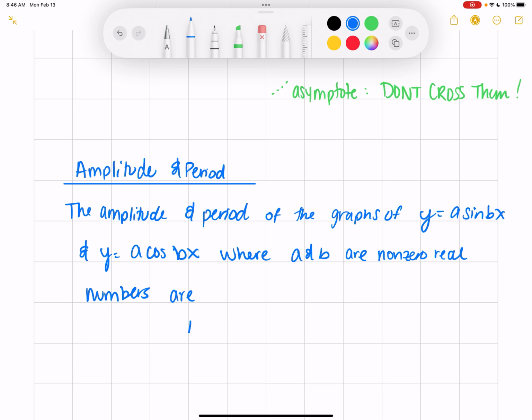The amplitude is equal to the absolute value of a. So the amplitude is always going to be positive, which is why it's in the absolute value bars. A negative sign in front, much like when we already graphed parabolas, would just mean that the whole graph was being reflected. So that's why we put the absolute value in there.